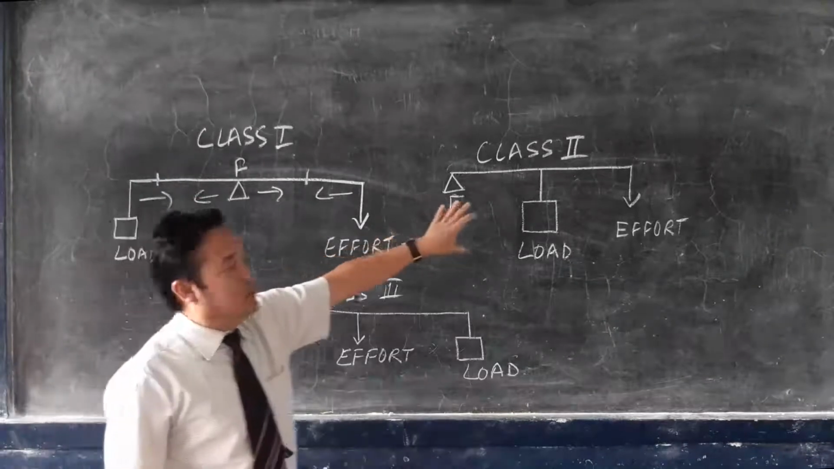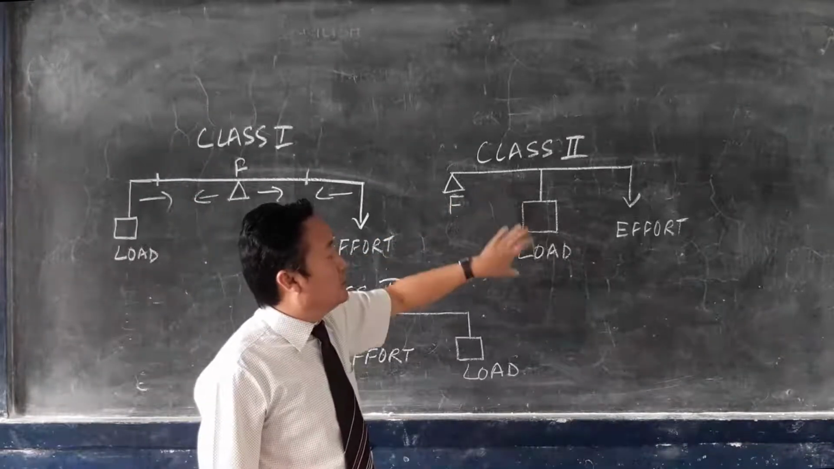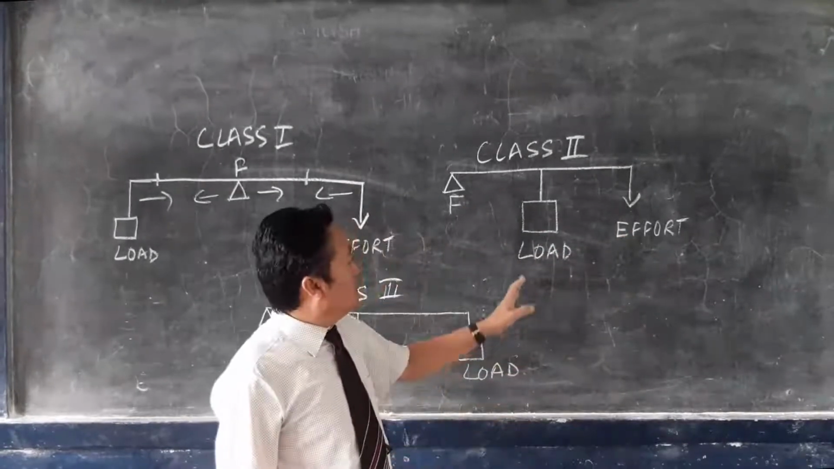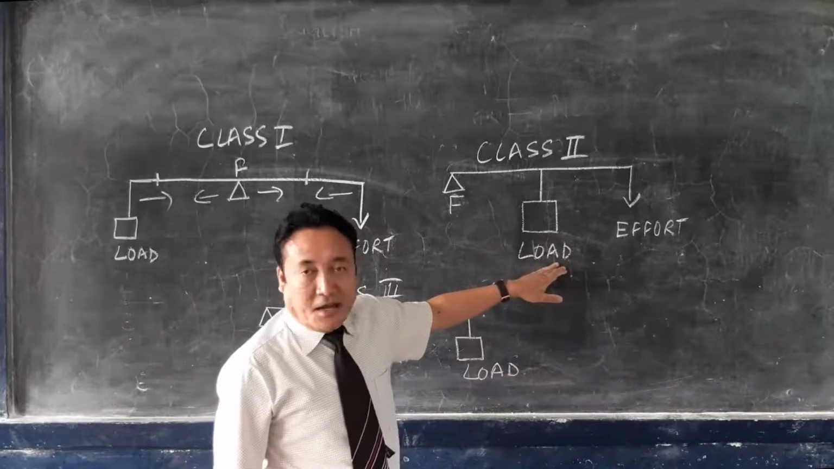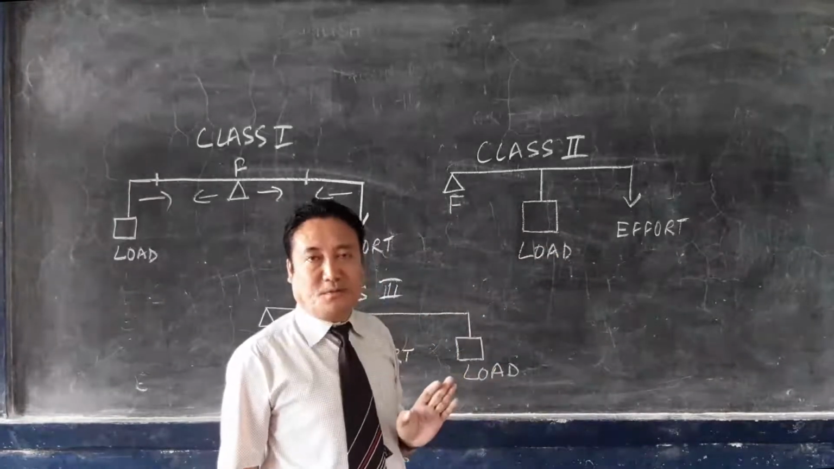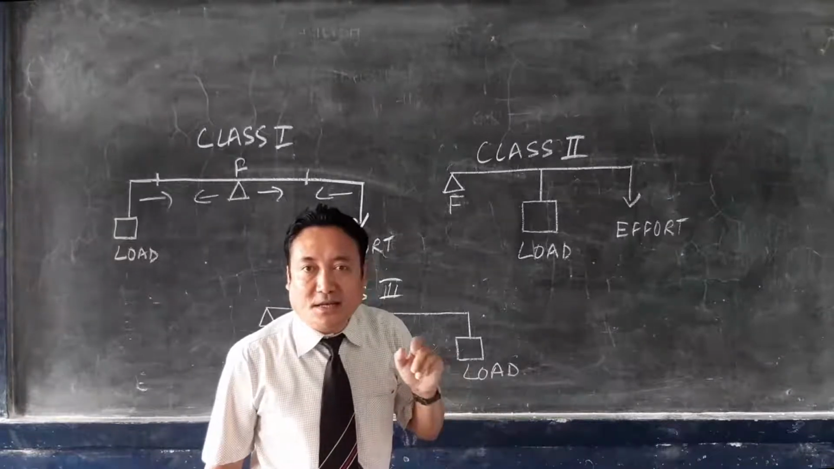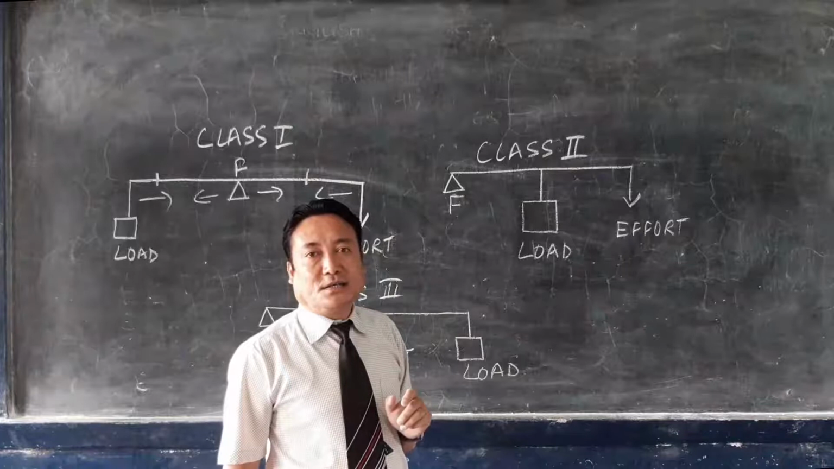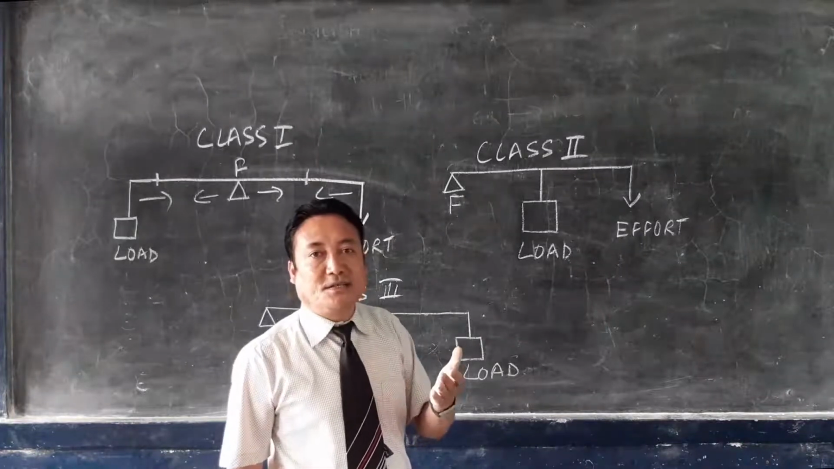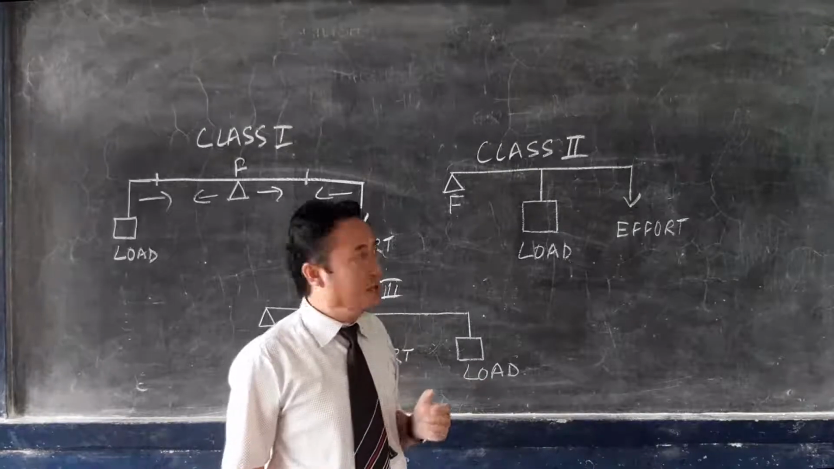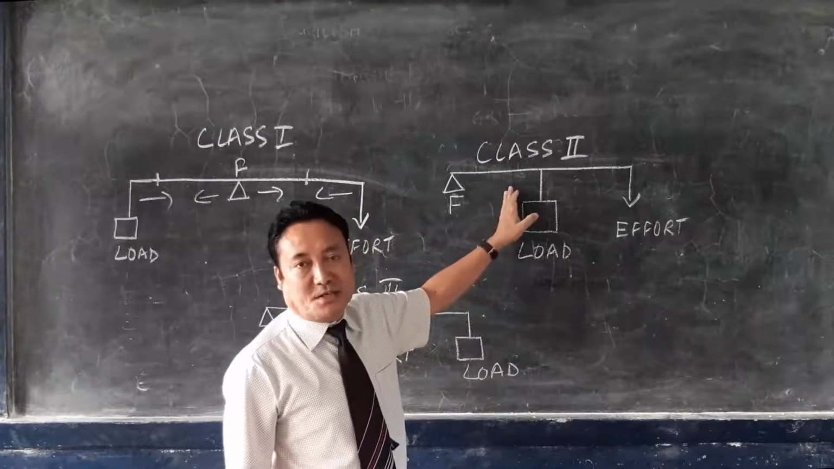In class 2 lever, the load is between the fulcrum and the effort. Examples of class 2 lever are, number one, a wheelbarrow; second, a nutcracker; and another example is a bottle opener. So these are examples of class 2 lever.